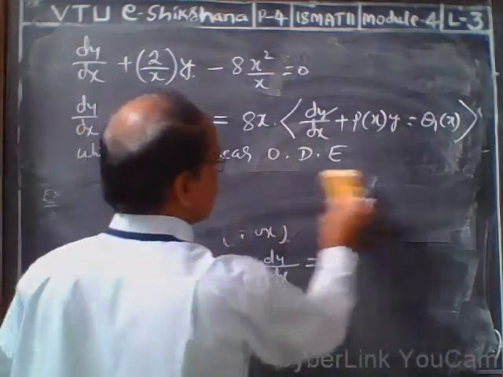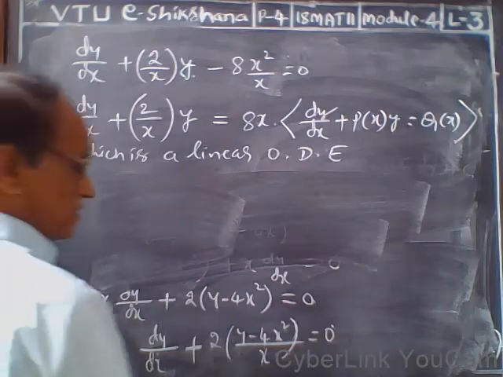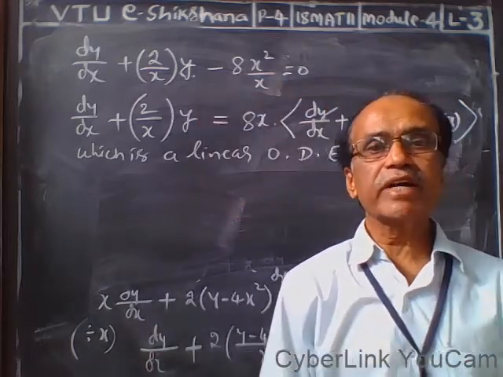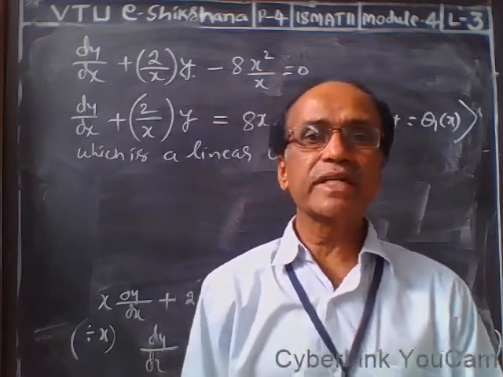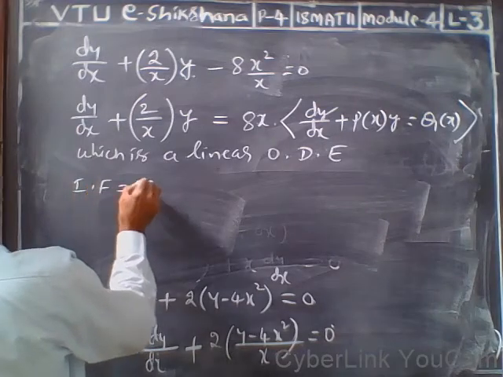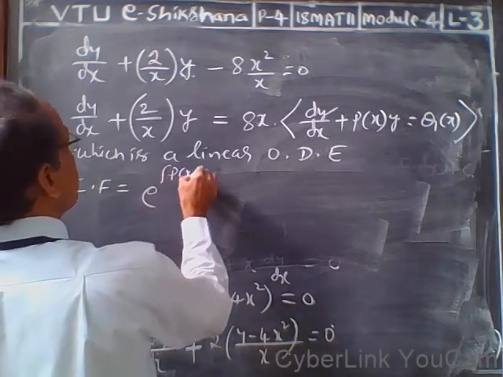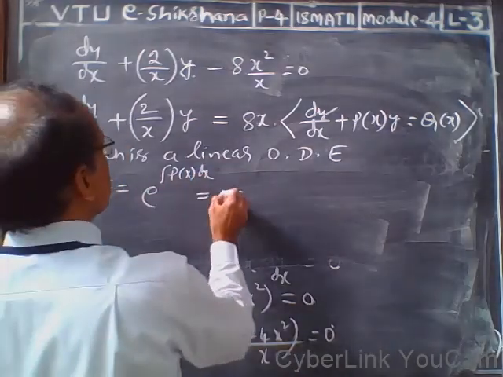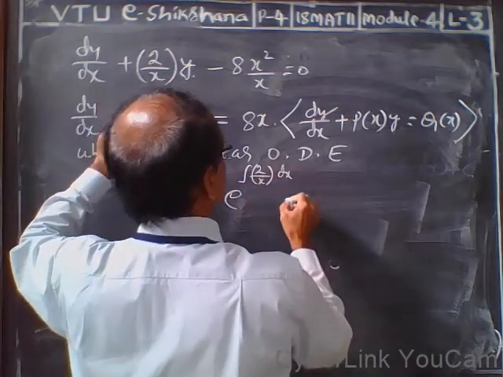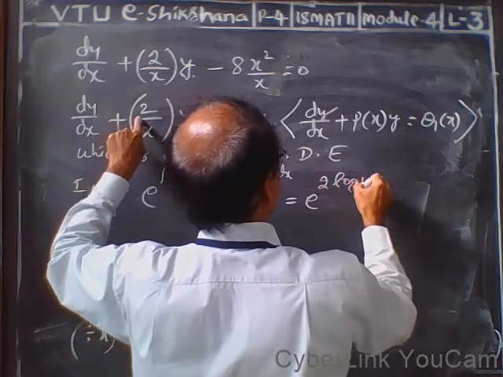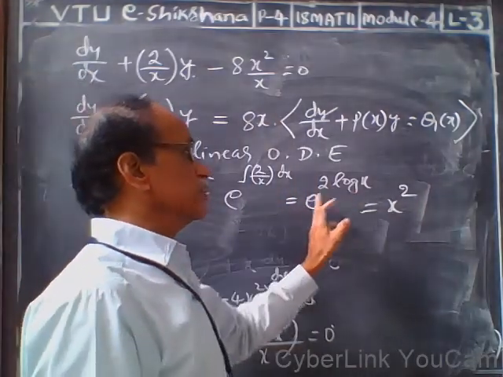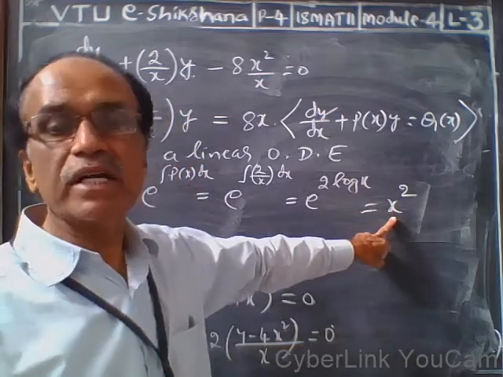Then what is the next step? You have to find the integrating factor. Now we need to solve this linear differential equation. That means we have to find the integrating factor and then follow the steps of the linear differential equation solution procedure. The integrating factor I.F. is e to the power integral of P of x dx. Therefore e to the power integral of 2 by x dx is equal to e to the power 2 log x. Finally you can take it as x square, because e to the power 2 log x is e to the power log x square, and that is nothing but x square.